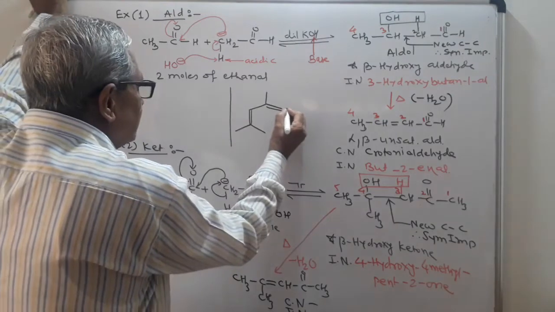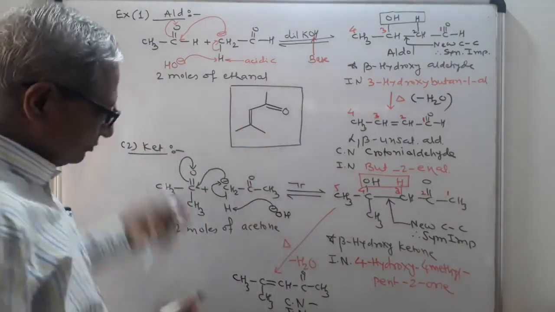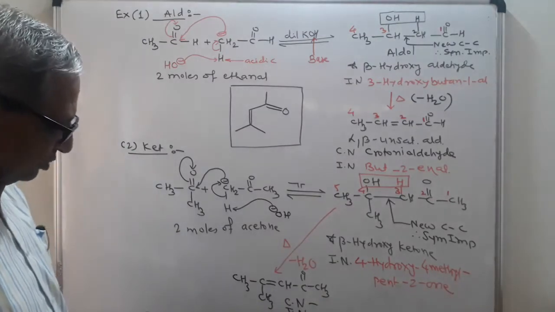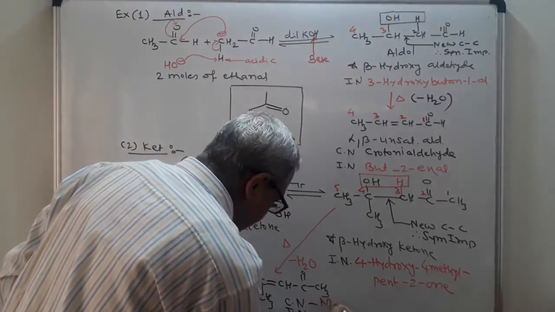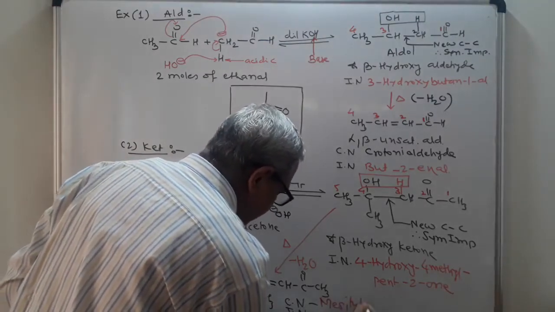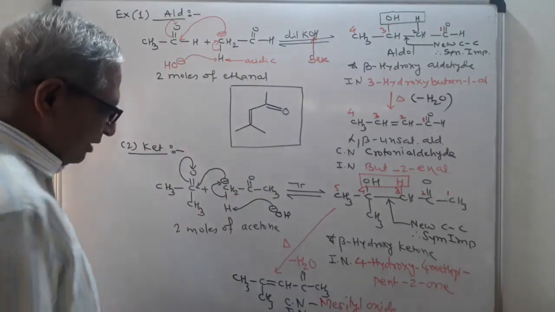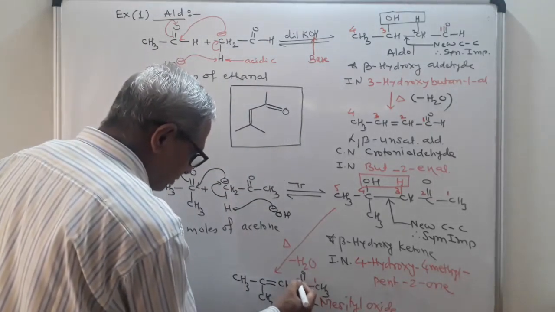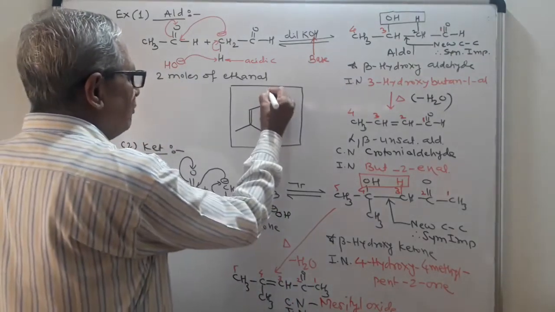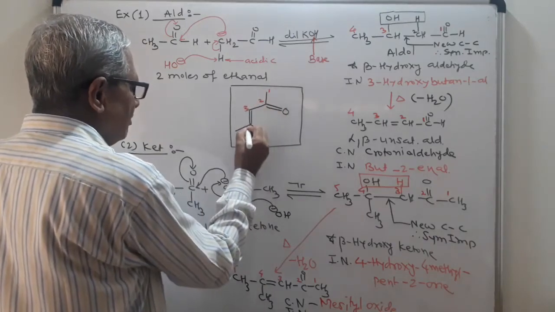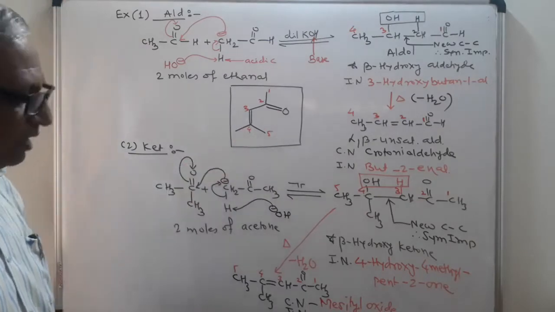This is the important question here. This is the bond line formula. Now see, when you give the common name, the common name of this one is mesityl oxide. For the IUPAC name, you have to give the numbering from the right hand side: 1, 2, 3, 4, 5. See here, 1, 2, 3, 4 and 5.